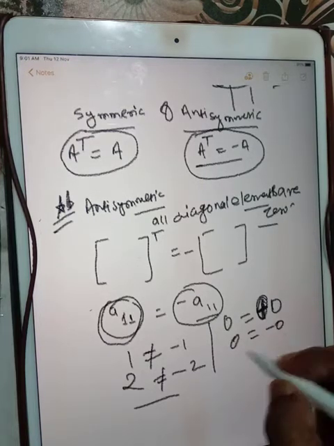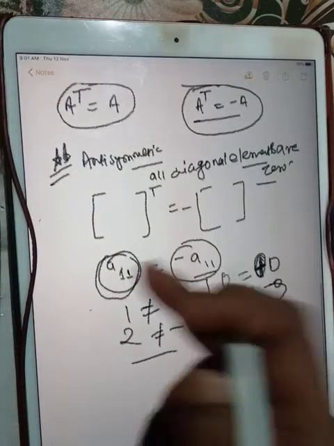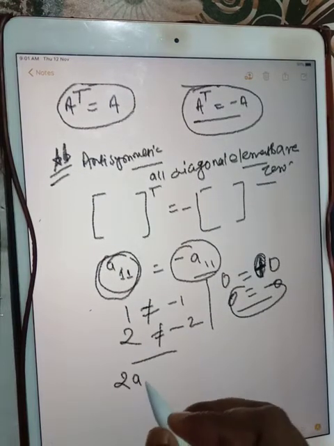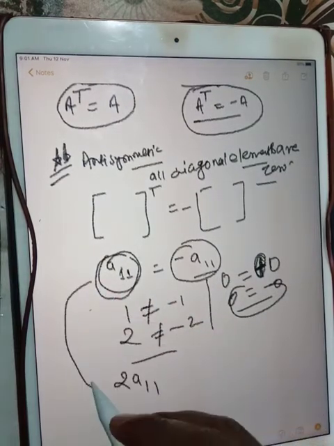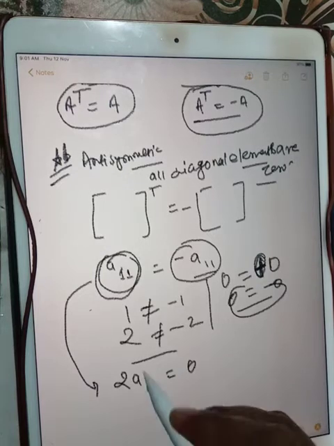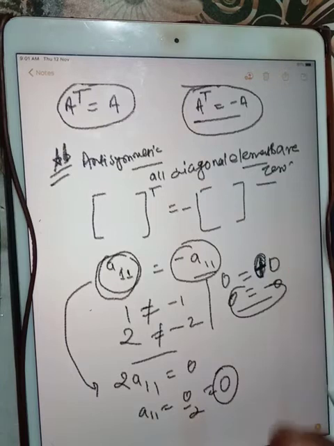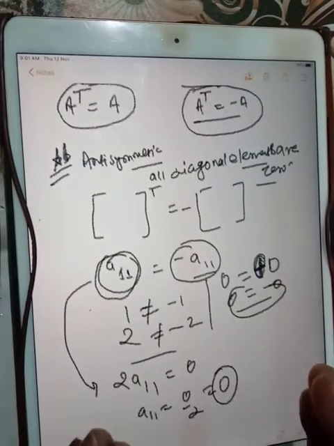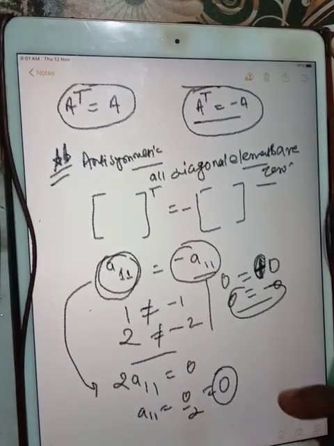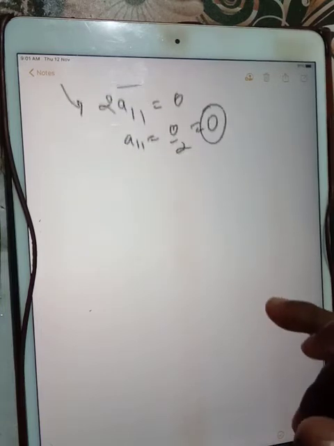So 0 equals minus 0, or we can say if we take it to this side, 2a11 equals 0. So a11 equals 0 by 2, which equals 0. So you just have to remember that all diagonal elements need to be 0 in an anti-symmetric matrix.